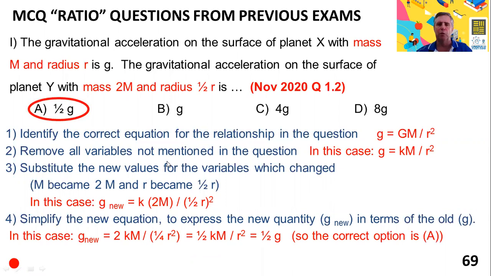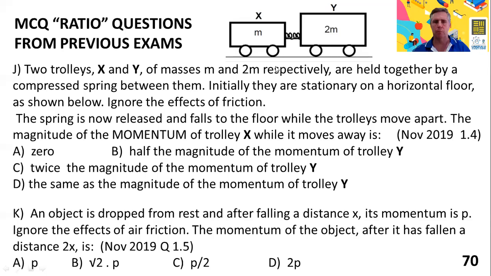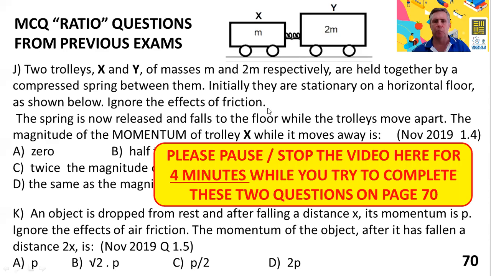So when it's a little bit more tricky like that, it might be helpful just to go through that 4-step method carefully. So turning to page 70, we have two momentum questions, J and K, so quite different again. Again, because they're 2 marks each, please take 4 minutes to try to answer them yourself. Pause or stop the video and try to get your correct answers for J and K.